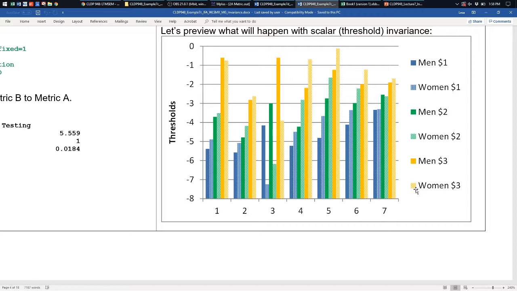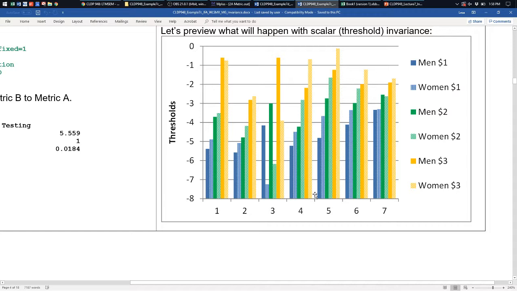And I have color-coded them for you. I have men versus women in the blue and shaded, same with the green and same with the yellow. These are in probits. Look at 3. Thresholds are scaled such that lower values are easier items. It is the probit of not being able to do it at a trait level of 0.